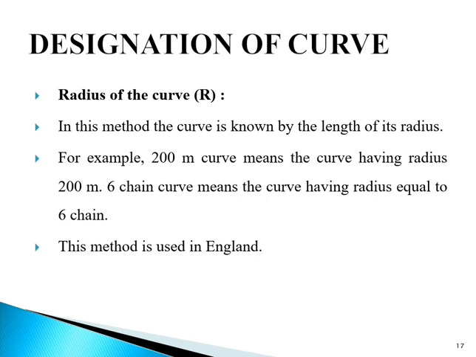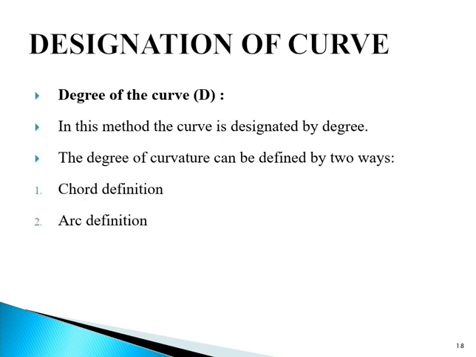Or say 6 chain curve means the curve having radius equal to 6 chain. This method is used in England. Next is degree of the curve. In this method, the curve is designated by a degree. The degree of curvature can be defined in two ways: by chord definition and by arc definition.